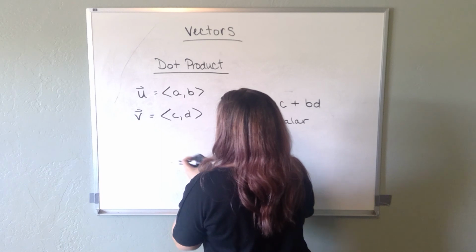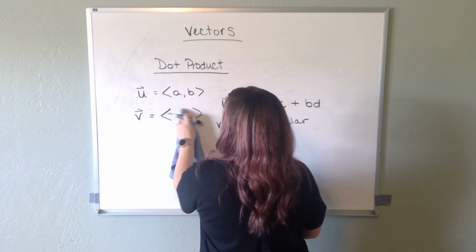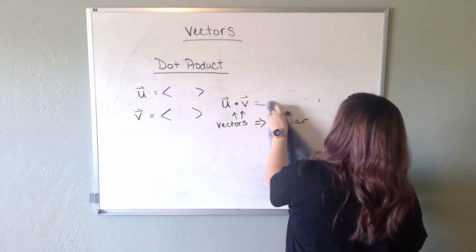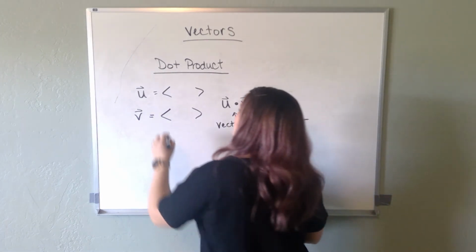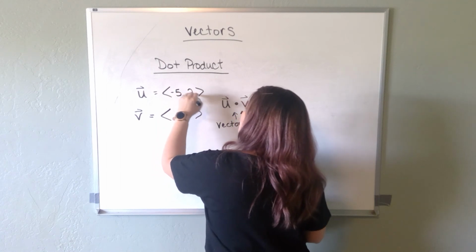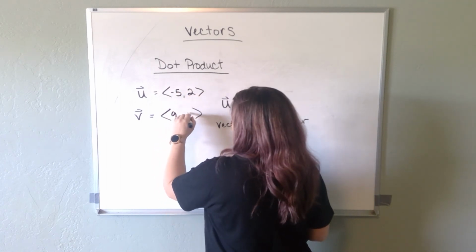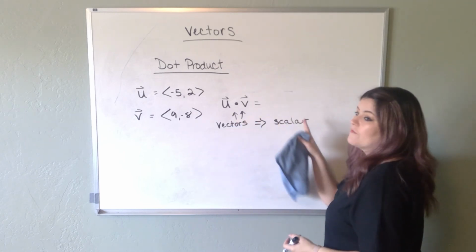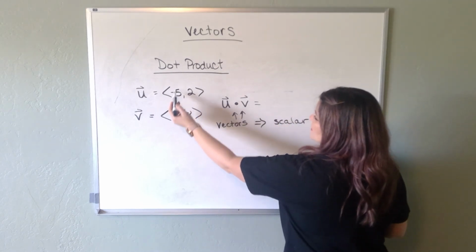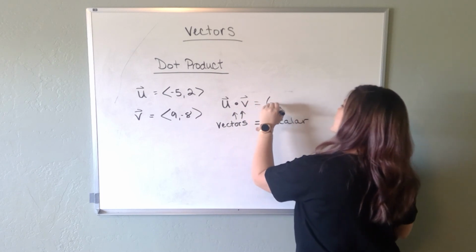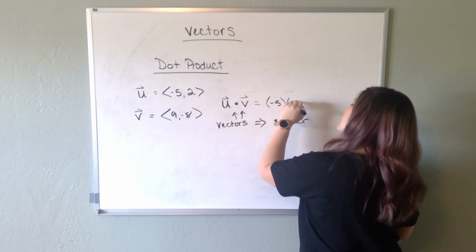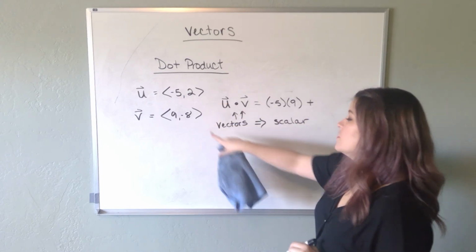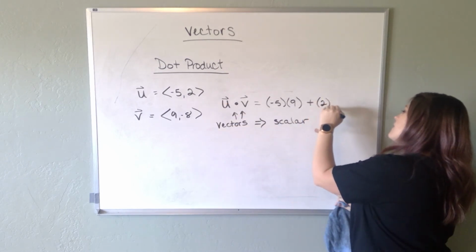Let's say that u is, I'm just going to use this template I already have. Let's say that u is -5, 2, and v is 9, -8. I want to find the dot product. I want to find u dot v. So the first thing I'm going to do is -5 times 9. There's a plus in between. Then I'm going to have 2 times -8.